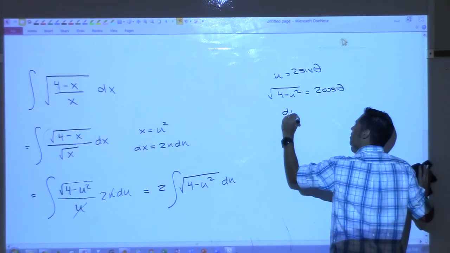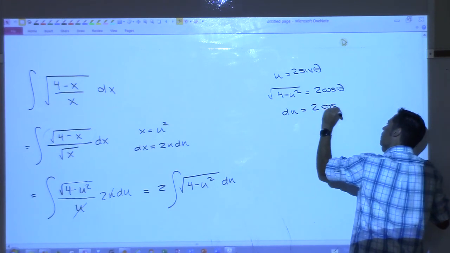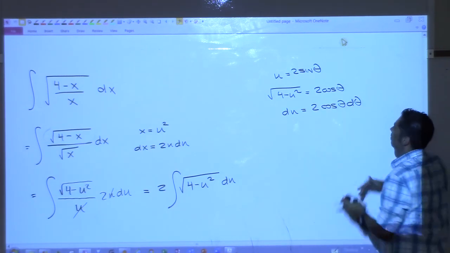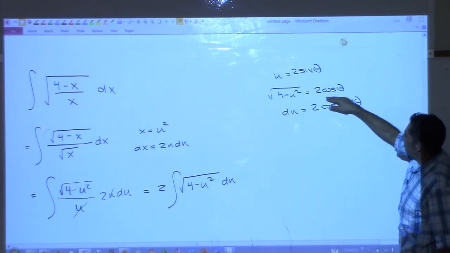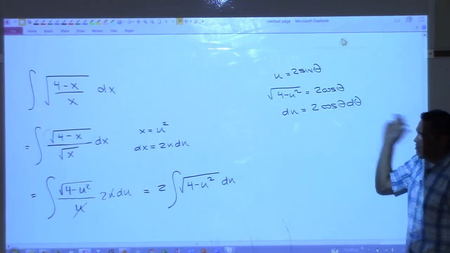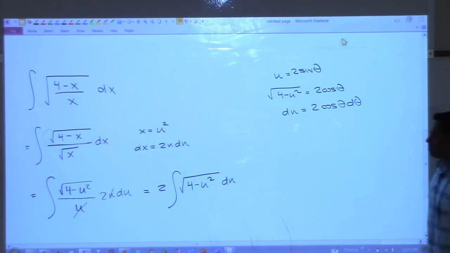And we're just replacing everything now. Use 2 sine theta. The square root of all that is going to be 2 cosine theta, and the derivative of that, of course, is 2 cosine theta d theta. And we rewrite the integral.